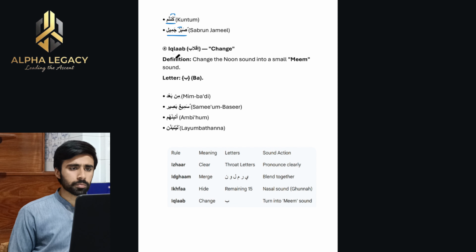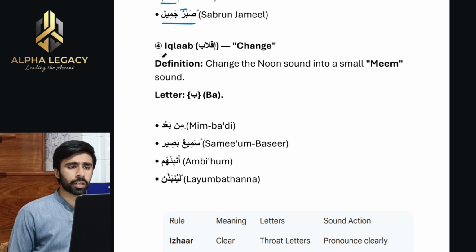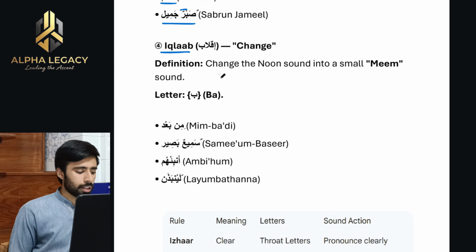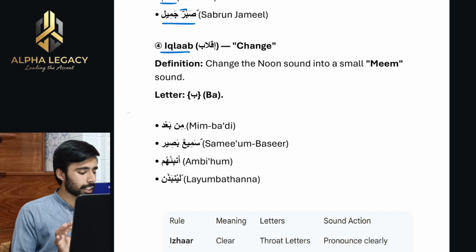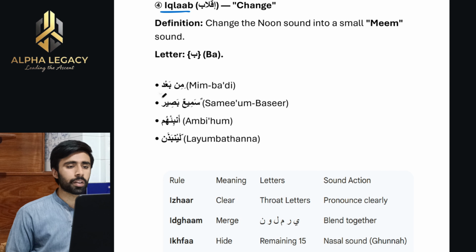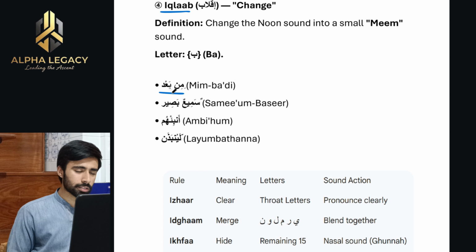Now move to the fourth rule of Noon Sakin and Tanween, which is iqlab. Iqlab means to change. When Noon Sakin or Tanween comes before the letter Ba, this rule, which is known as Iqlab, will be implemented on that word. Here, with the first example, Mim Ba'di, you can see that Ba is present and we pronounce it like Mim Ba'di. The Noon sound changes into the Mim sound.